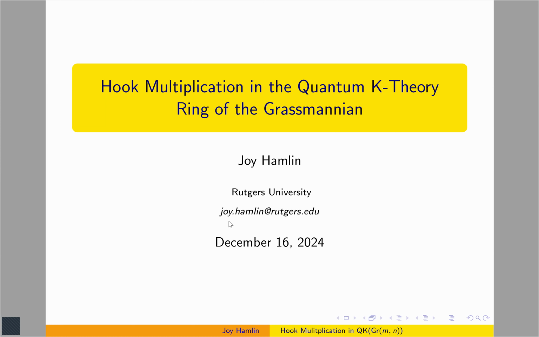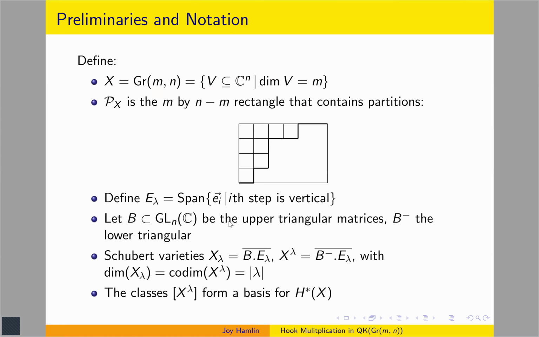Yes. Hello. So, setting up some preliminaries and notation. I'll write X for the Grassmannian of M-planes in n-dimensional complex space. I'll write P sub X for the M by n minus M rectangle that contains partitions associated to the Grassmannian. My T-fixed points are E sub lambda, the span of E_i where the ith step is vertical as you go from the lower left to the upper right.